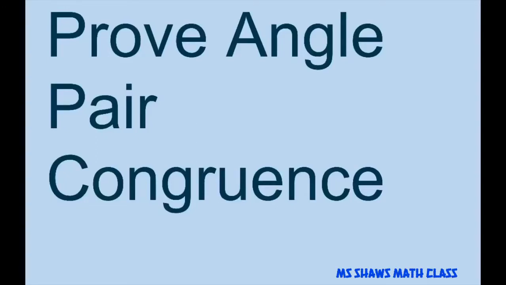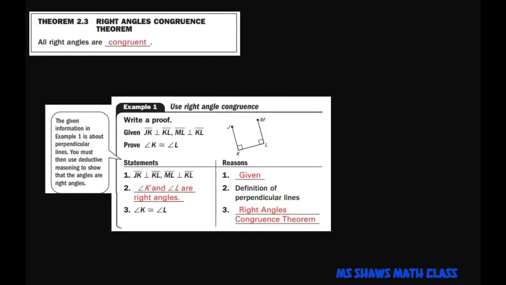Everyone, this video is basically notes on how to prove angle pair congruence. So we have some theorems. First is the right angle congruence theorem. All right angles are congruent. Now the converse doesn't work.